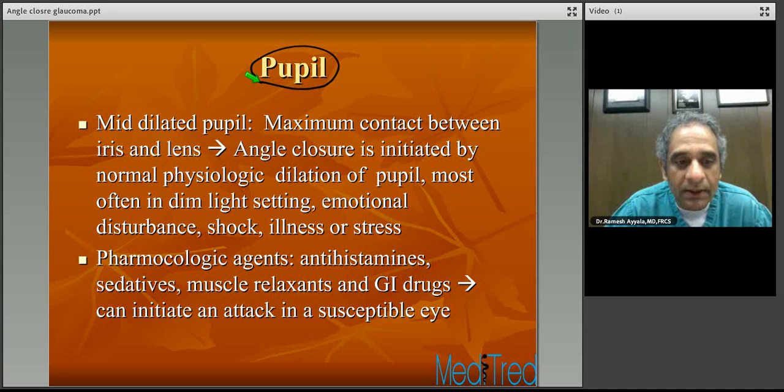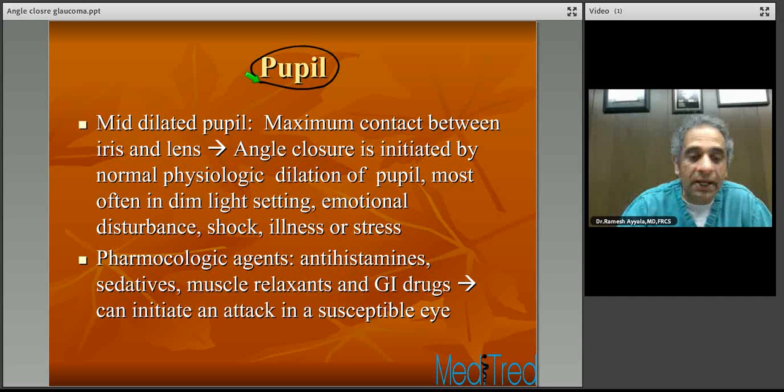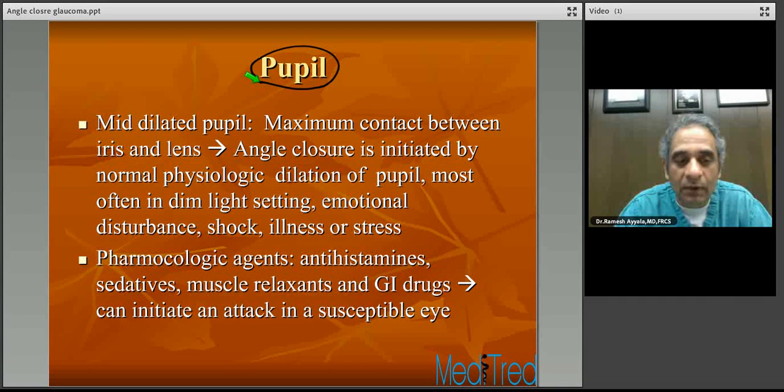Now, there are some pharmacologic agents such as antihistamines, sedatives, muscle relaxants, and GI drugs, etc., that can cause the same thing, can initiate an attack in a susceptible eye by causing the pupil to dilate. So that's one reason why you see all these drugs have in their contraindications that an eye that has narrow angles should not take these medications.